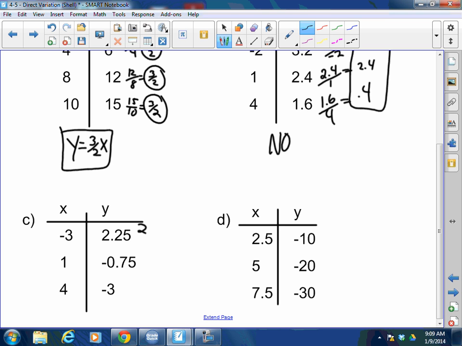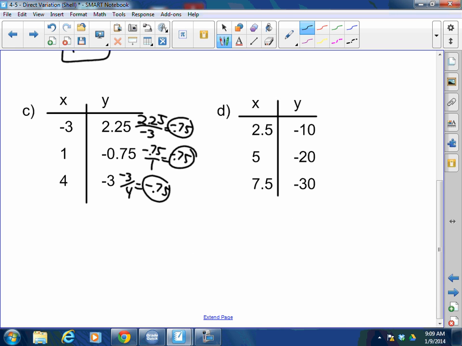Let's look at C. 2.25 divided by negative 3 equals negative 0.75, sorry. Negative 0.75 divided by 1 is negative 0.75. And negative 3 divided by 4 is negative 0.75. So is that a direct variation? What is the equation? y equals, that's my k, negative 0.75 x.